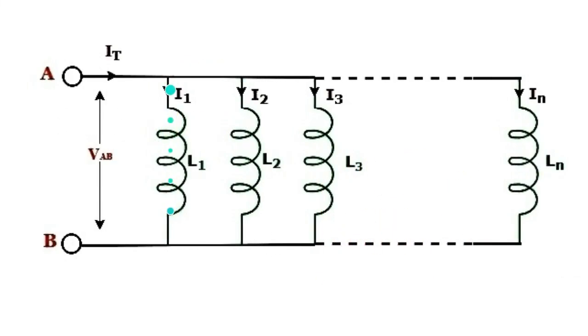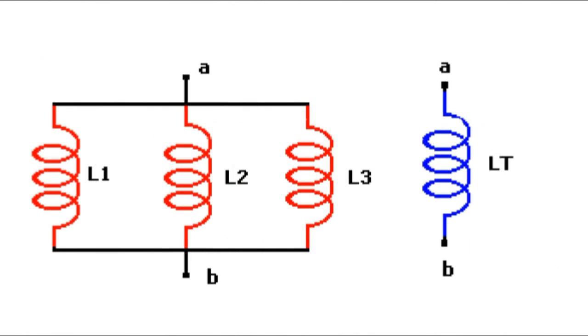When connected in parallel, the voltage across each inductor remains the same. However, the current in each inductor will be different. The maximum opposing inductor will receive the minimum current.